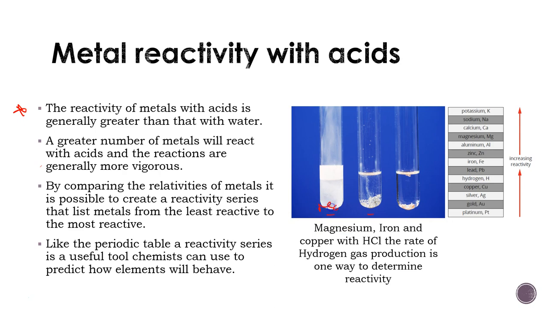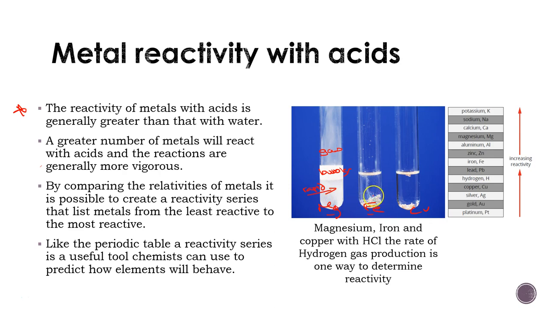If we have a look at this picture here, we can see the reaction between magnesium, iron, and copper. This is magnesium, this is iron, and then copper here. We can see that the magnesium is reacting readily. We have the formation of a lot of gas, lots of bubbles being formed, and we can see rapid formation of bubbles that are bubbling right through the solution.